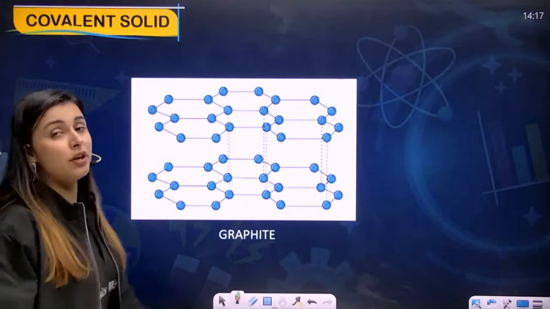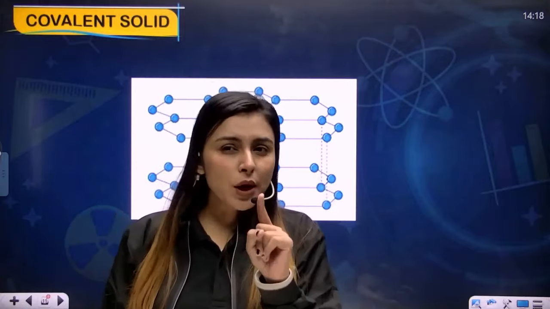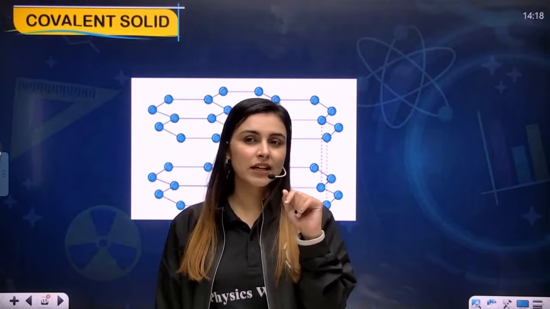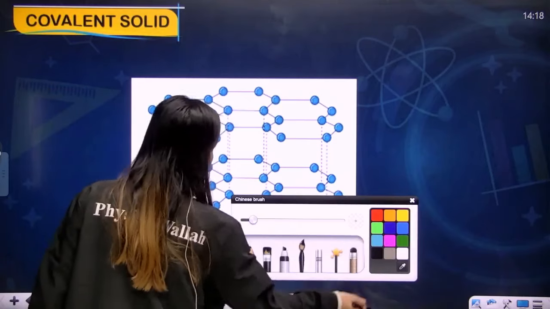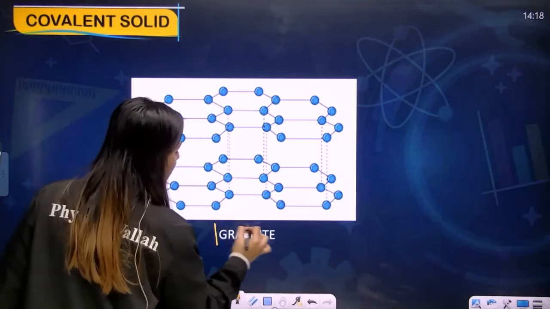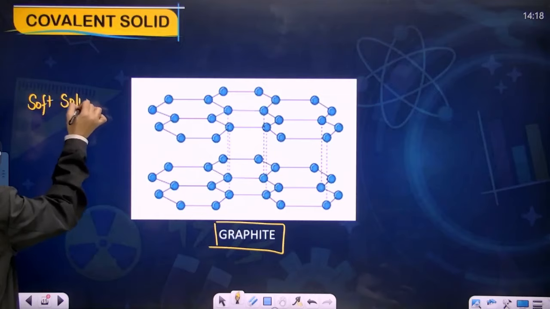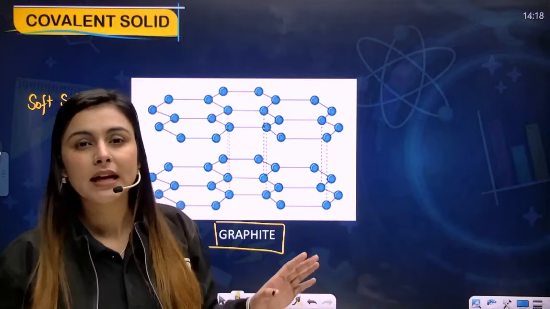Now, after learning everything about the covalent solids, graphite came into the picture and said, wait a minute, if you are trying to understand each and everything, I'll make an exception for you. I'll behave exceptionally. Do you know that graphite is a soft solid? Now, my dear students, all the covalent solids are hard solids, but graphite is saying that it is a soft solid.